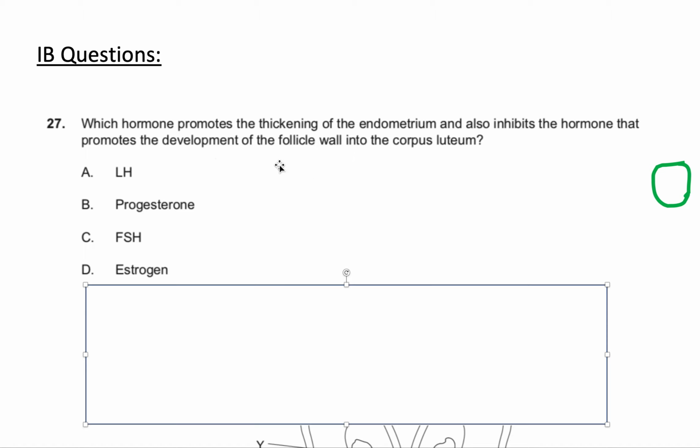So which hormone promotes the thickening of the endometrium? We know, based on the videos I made, that 2 hormones are involved in this, both progesterone and estrogen. They have multiple functions in the menstrual cycle, one of which is to thicken the endometrium, which is basically to prepare the uterus to receive the egg. Since there are 2 hormones, we know the next piece of information should cancel out one of these. Both of them promote the thickening of the endometrium, but one of these also inhibits the hormone that promotes the development of the follicle into the corpus luteum.